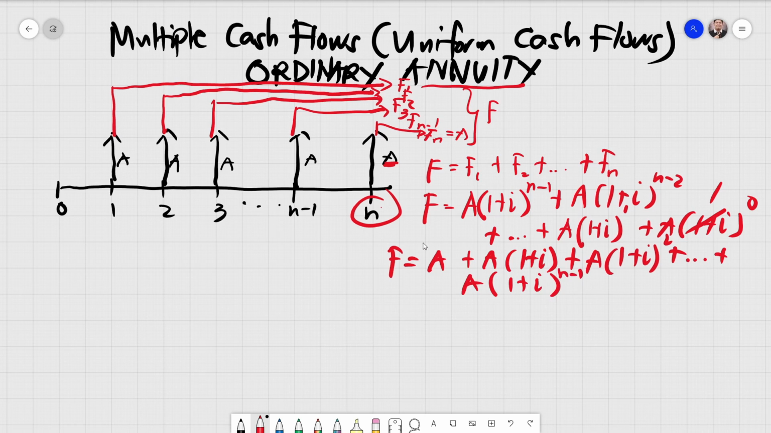So, notice that this equation here turns out to be the sum of a geometric sequence, no? So, this is a sum of a geometric sequence or geometric progression.